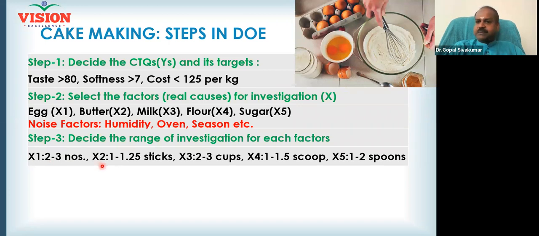Now, coming to butter. For the same situation, I can add 1 stick of butter or 1.25 stick of butter. Again, how many levels? 2 levels. Third factor, milk. I can either add 2 cups of milk or I can add 3 cups of milk, which means again number of levels is 2. Flour. Flour is between 1 to 1.5 scoop. Either I will take one scoop of flour or 1.5 scoop. And finally sugar, 1 to 2 spoons. Either I will add 1 spoon or I will add 2 spoons.